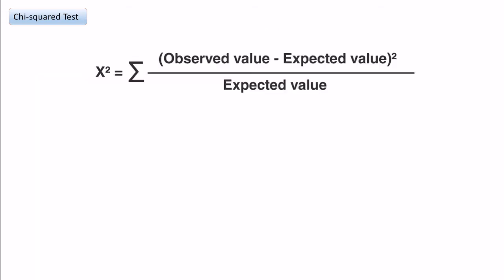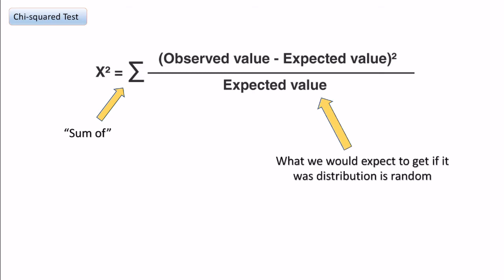So I've got my observed data, and eventually I'm going to put this into this formula, which looks a bit like this. We're going to work out x squared, and I'm going to explain what expected value means in a second. But just a couple of things: that funny symbol means the sum of, so the total of all this equation. The expected value is the idea of what we might expect to see if the distribution is random. Again, I'll explain that in an example in a second.